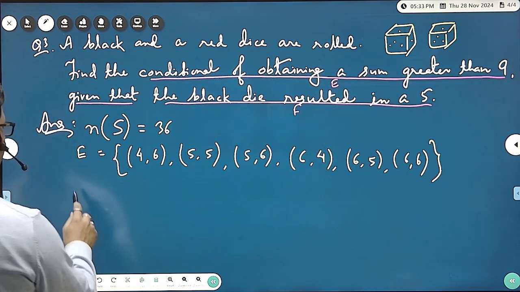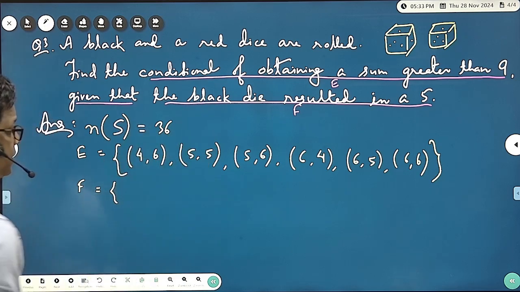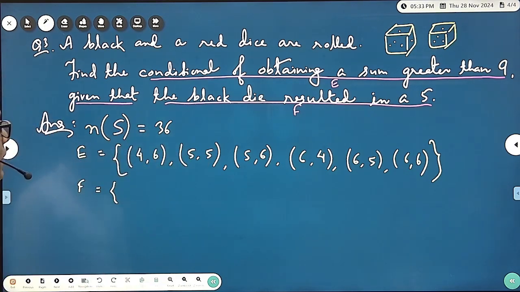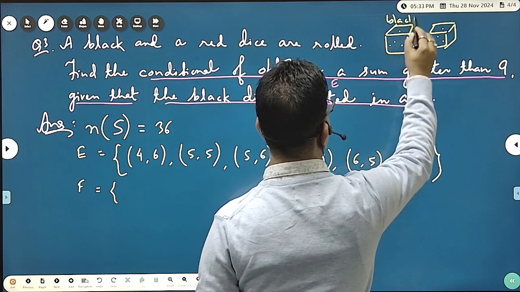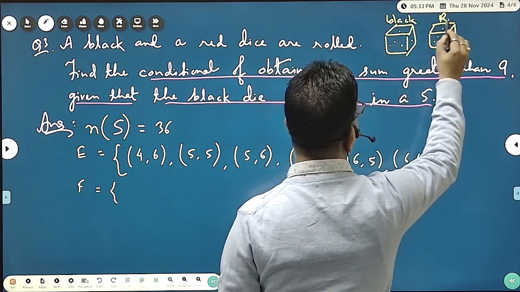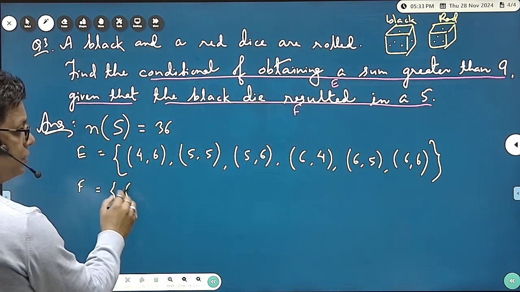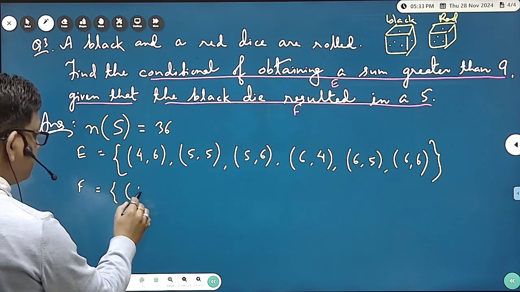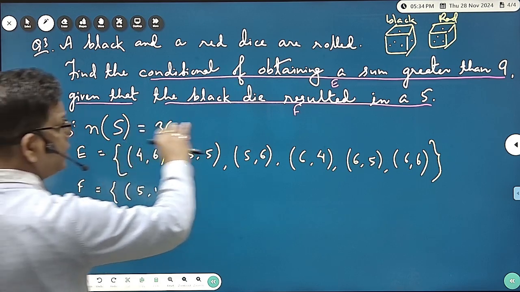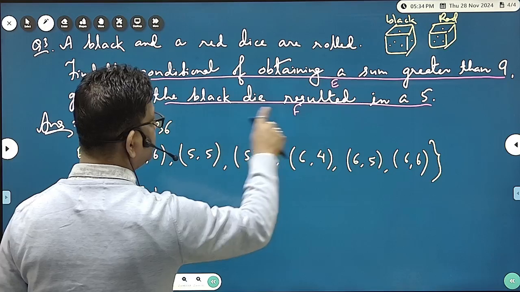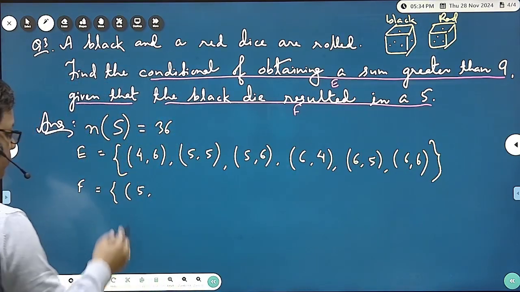Now coming to F. Coming to F, what they said, given the condition, as I told you, is that the black die resulted in a 5. Which one is black? The first one. So this is the black and this is the red one. So the black die resulted in a 5. That means here which number should come? The first number is 5. They are not mentioning anything about the other one. They said only the black die must give you 5. So the first one is 5.